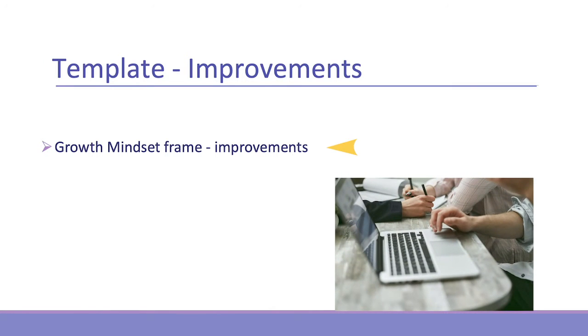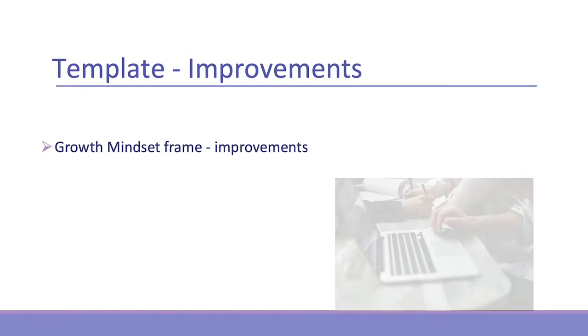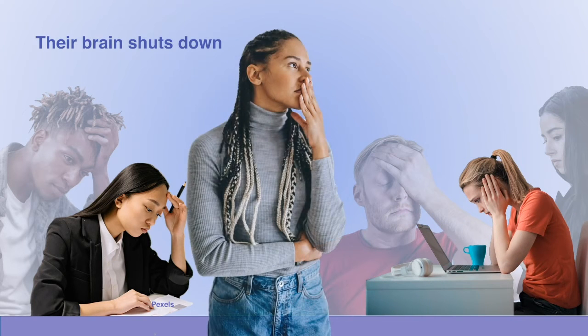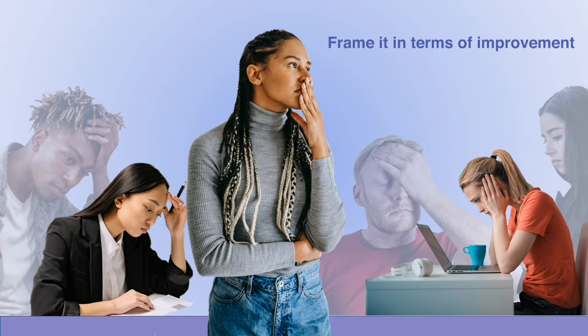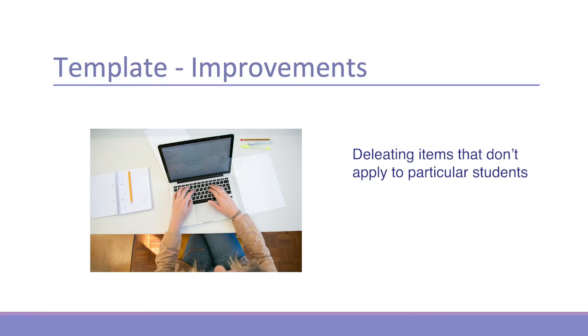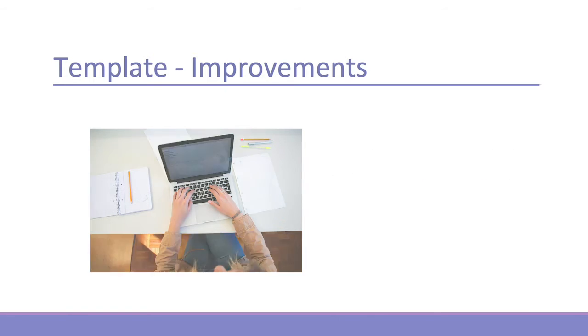It's also really important that you frame these with a growth mindset in mind, which means we never mention the word fail. You failed to include citations, or you failed to do this. Students see that word and their brain shuts down, right? And you can understand that. So we always try to frame it in terms of improvement. I generally create 3 or 4 levels. Sometimes I'll combine a couple levels and then just delete. So for the good or average work, maybe I'm just deleting items that don't apply to particular students. And that makes the grading go pretty quickly.